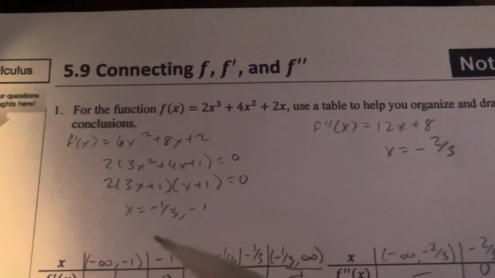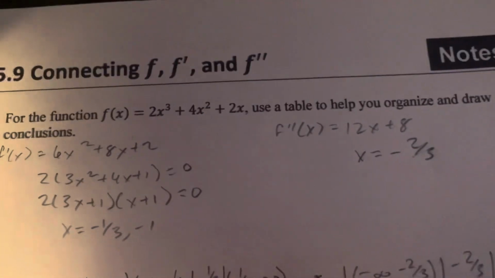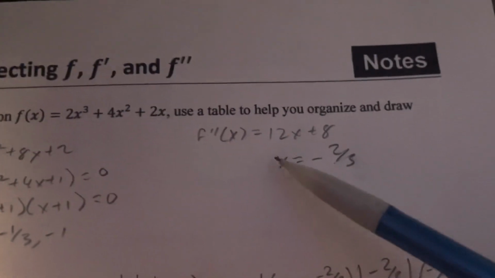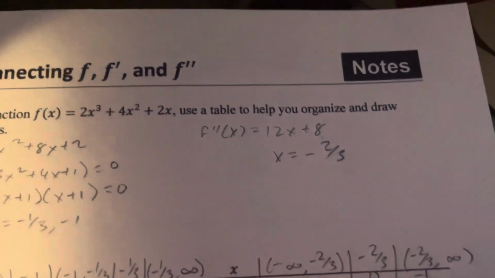x equals negative 1/3 and x equals negative 1. And then we had to find the second derivative, which is 12x plus 8, and that equaled 0 at x equals negative 2/3.